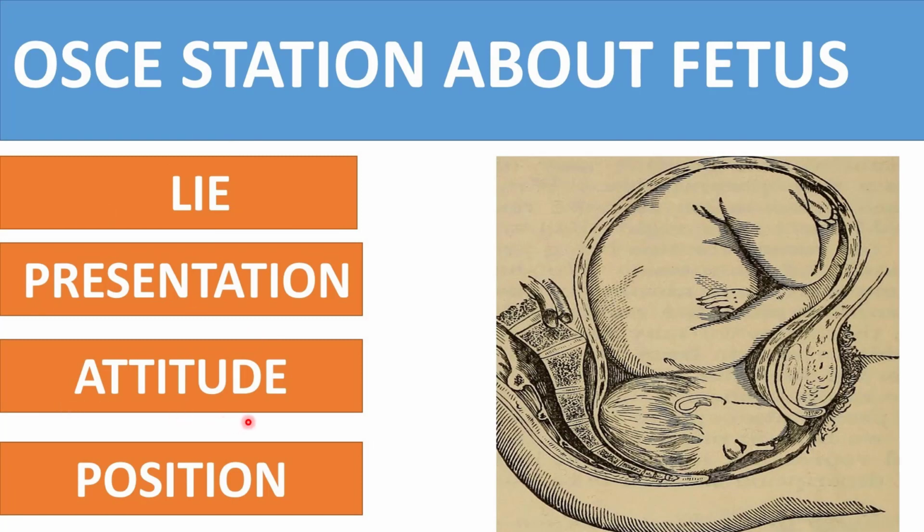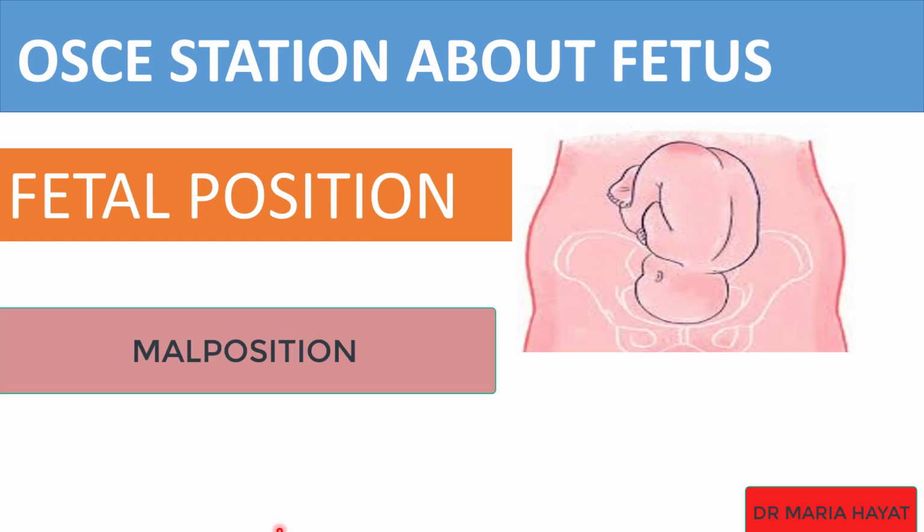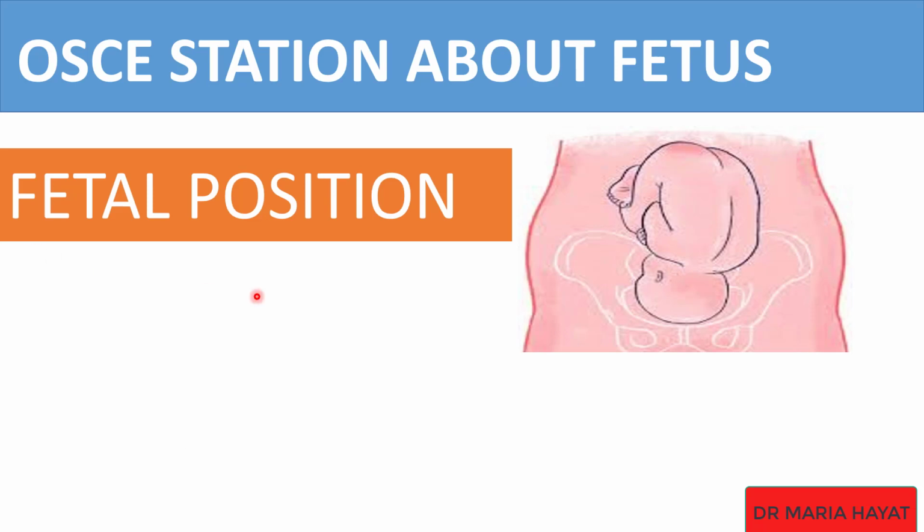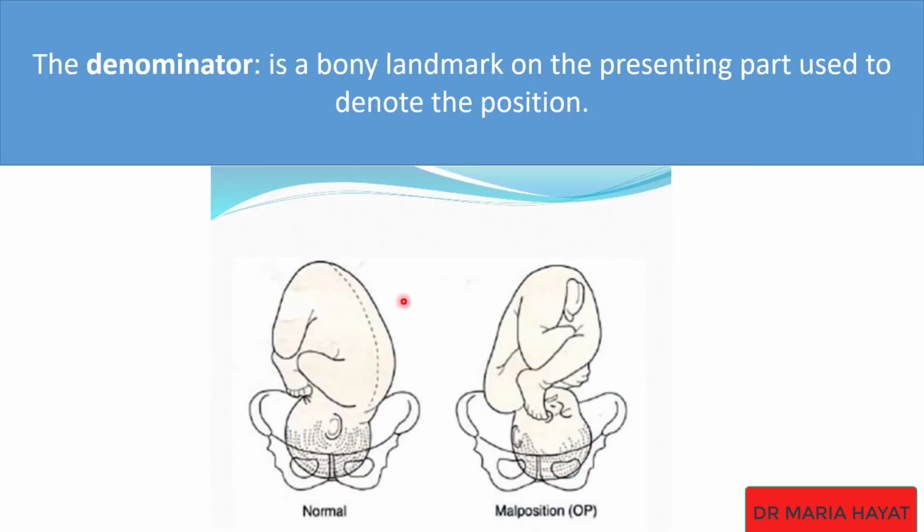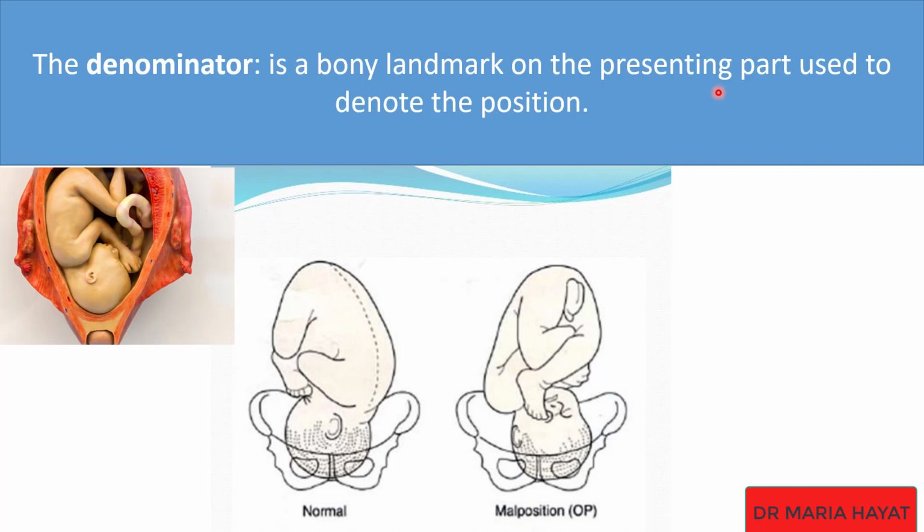In previous videos, we talked about the fetal lie, fetal presentation, and fetal attitude. In this video, we will talk about its position, the normal fetal position and abnormal fetal position, that is called malposition. Now, in order to understand the fetal position, you should know what the denominator is. As we know, the normal presenting part is vertex. In my previous video, I talked in detail about the presenting part. The link of that video is present in the description box.